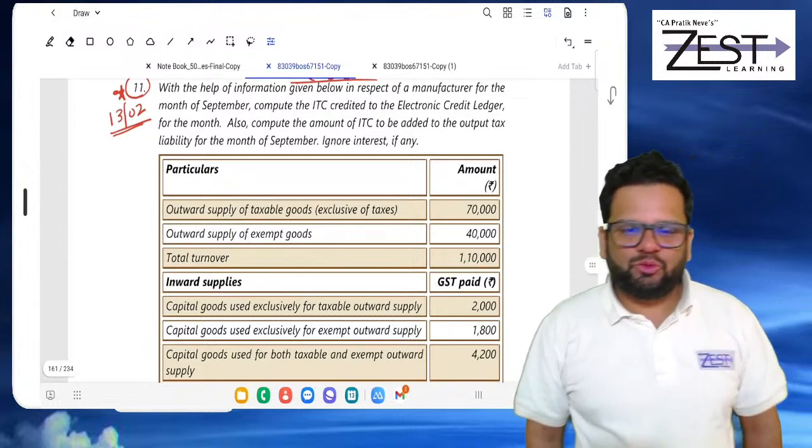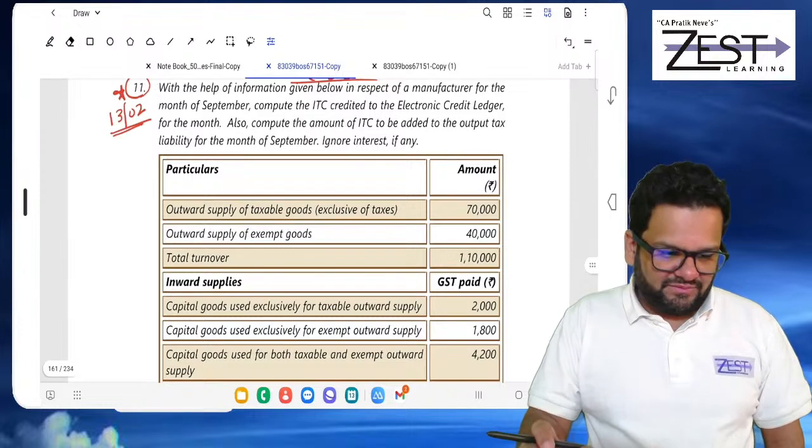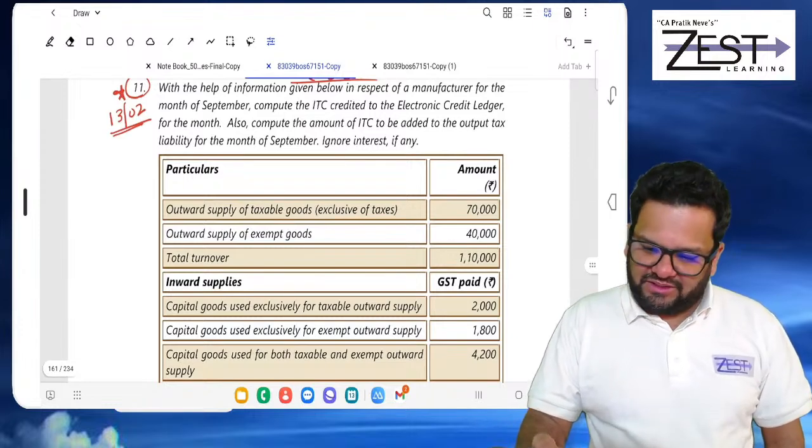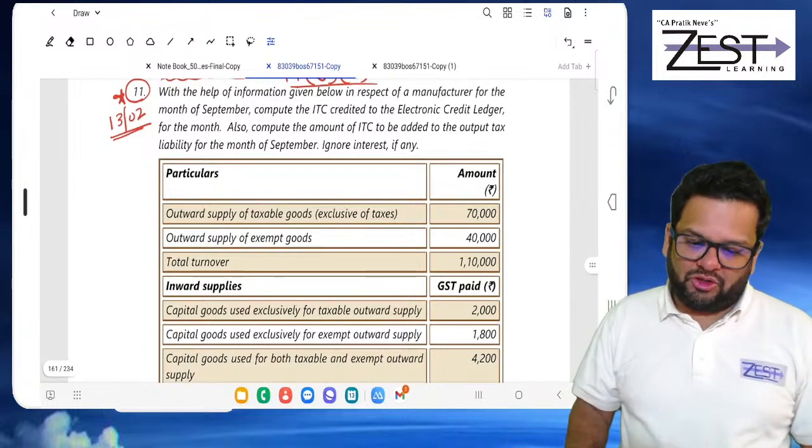Shall we start? Have you written 11 in the chat window? Yes, sir. Ashima is saying done. I hope Mahalakshmi ji is also ready. Yes, she is also ready.